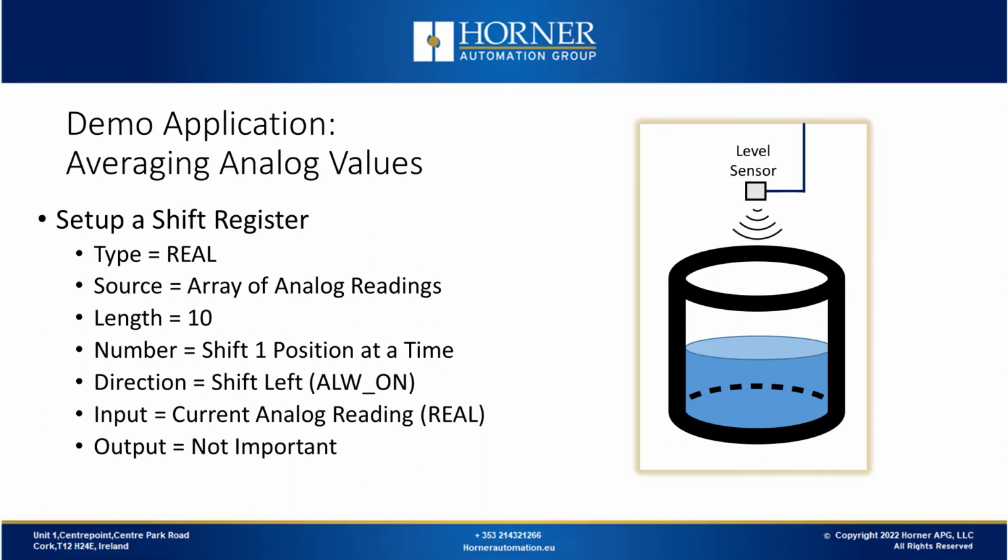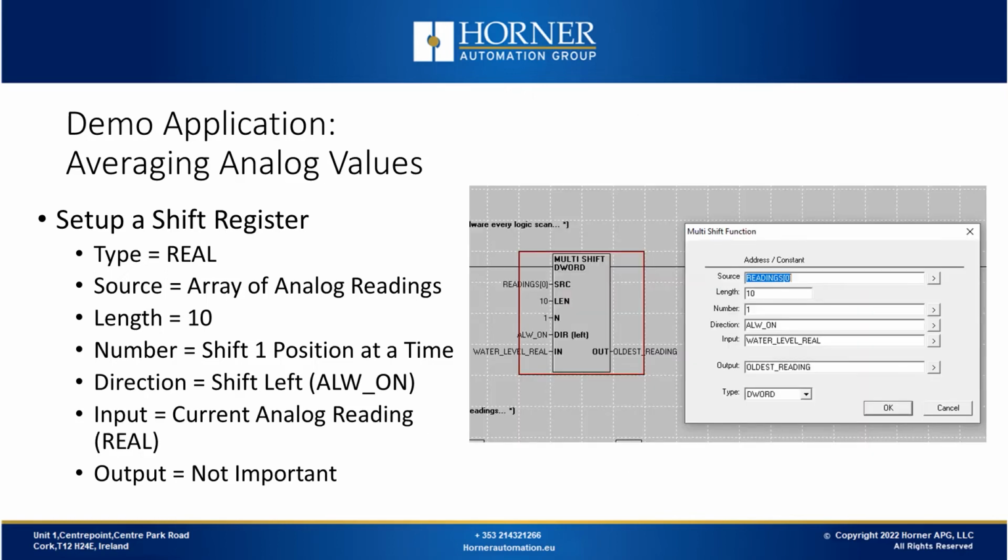We're shifting to the left, meaning we're shifting from a lower to a higher numbered member of our variable array. In this case, the output that falls off the end of the array isn't important. We're only concerned with the last 10 values, and that output variable is going to contain the 11th value. However, we still have to configure it. So here's how we're setting up that multi-shift instruction in this example.